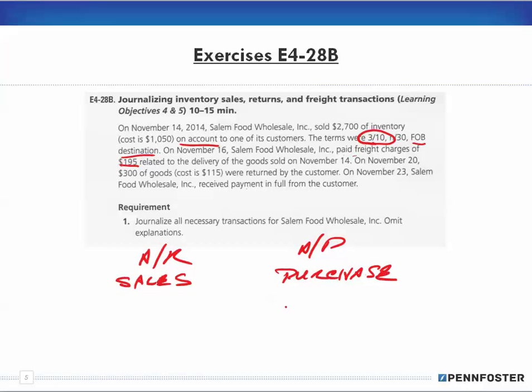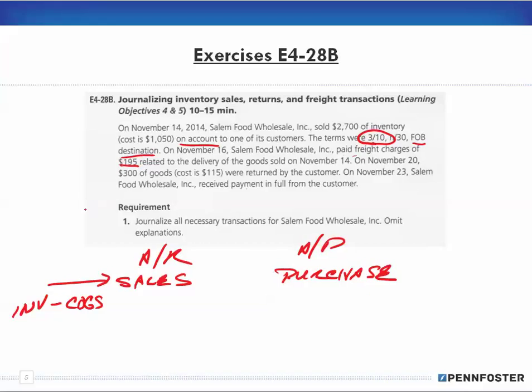The only difference is that with the sales, whenever you make a sale, you also have to consider what you are selling. If you're selling your inventory, you have to take it out and move it over to cost of goods sold. So whenever you make a sale, you also have to make a journal entry in order to deal with your inventory, whereas in purchases you don't. But otherwise, it's the same, two sides of the same coin. So if you know how to do one, you know how to do the other.